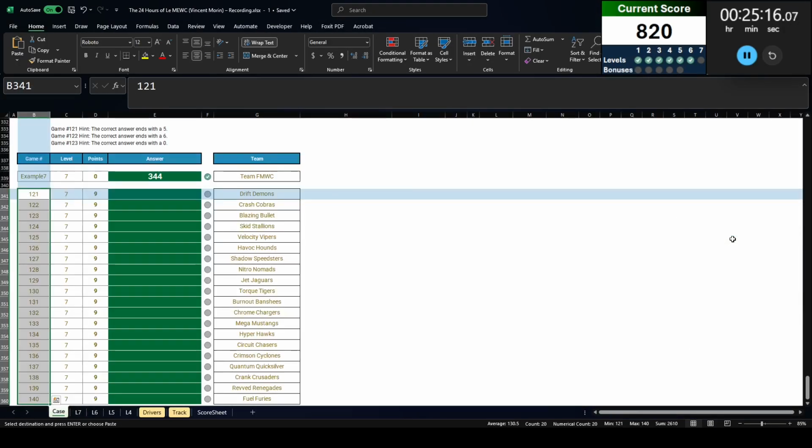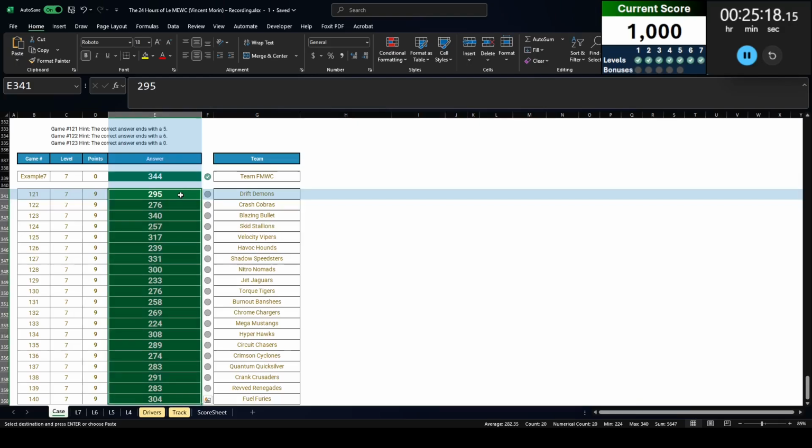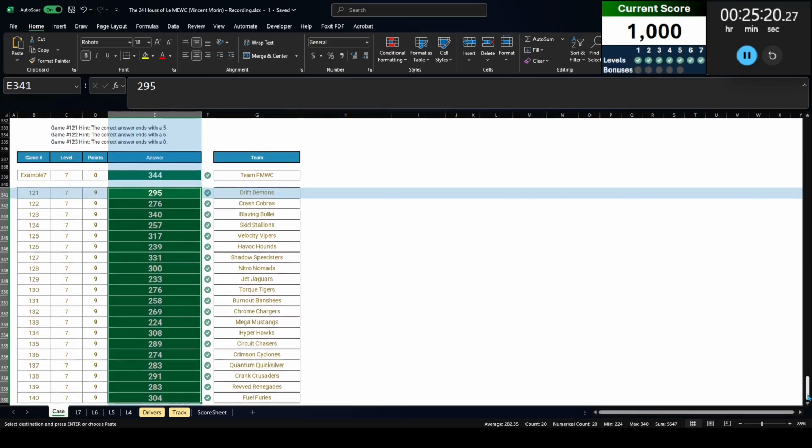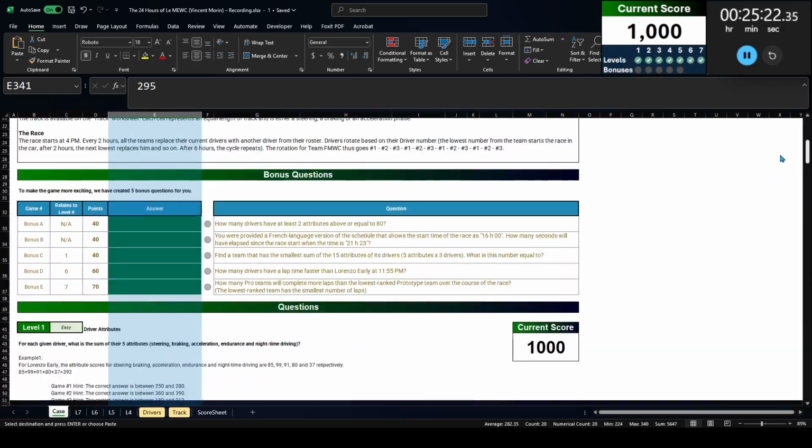The hard way, by the way, was just going to figure out how to change that entire formula to account for a day change. I didn't want to do that. Numbers check out. Let's go to the bonuses.